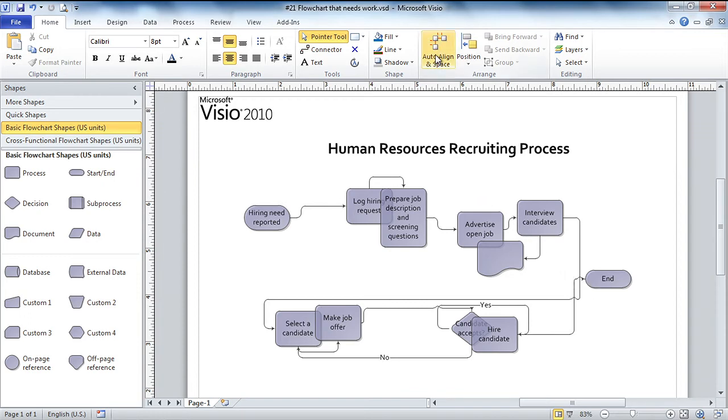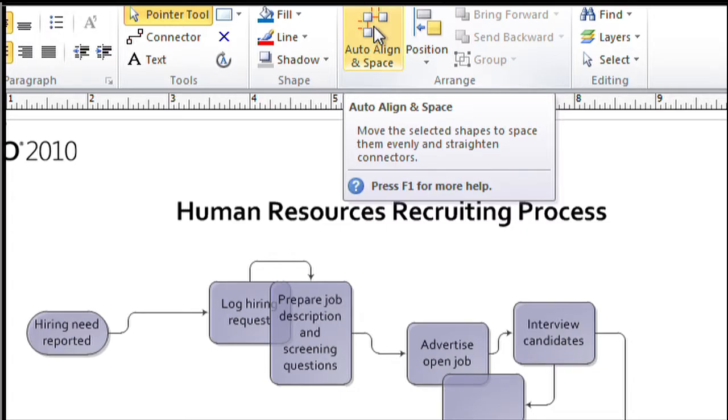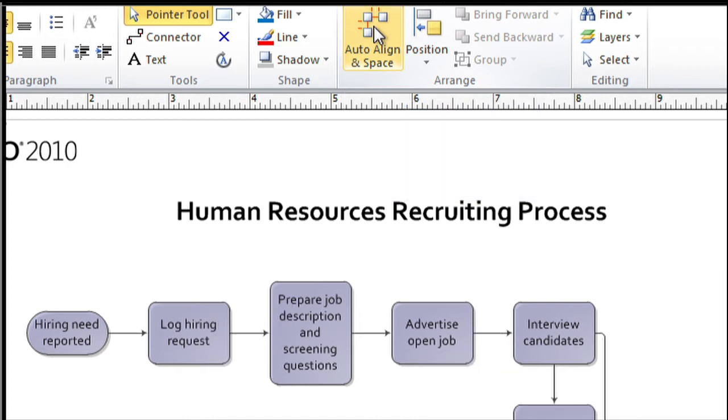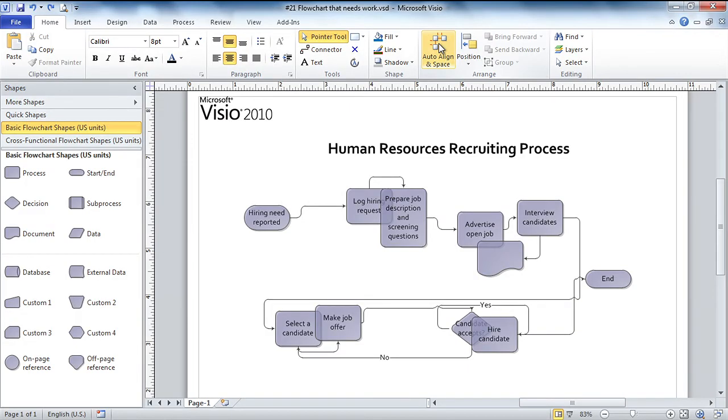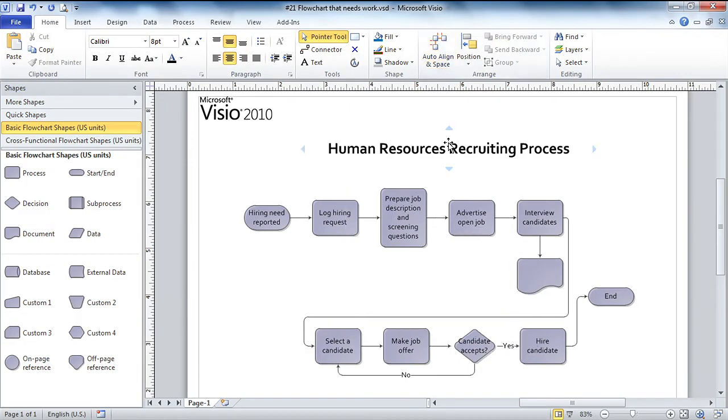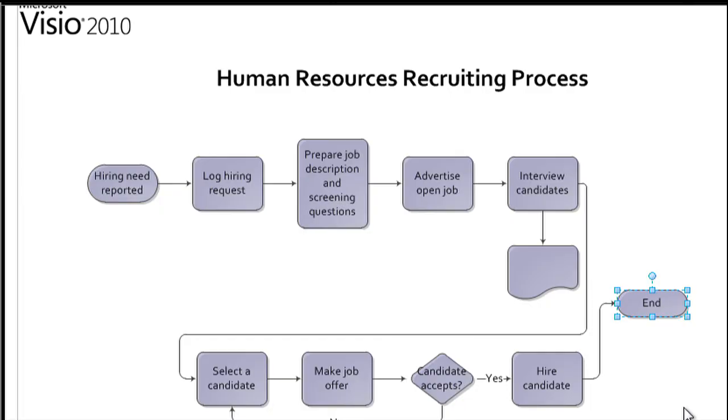I'm going to go to the Auto Align and Space button on the Home tab and watch what happens when I click. It's pretty magical, really. Let me undo and show you what that looked like before and after. It's really pretty nice. It does the spacing, it does the alignment and the arrangement of all the shapes on the page to the best that Visio can do. Now notice there's an end shape still floating out here. That looks okay, but I'd actually like it if it were down in line with the shapes in the second row. So I'm going to slide it down.